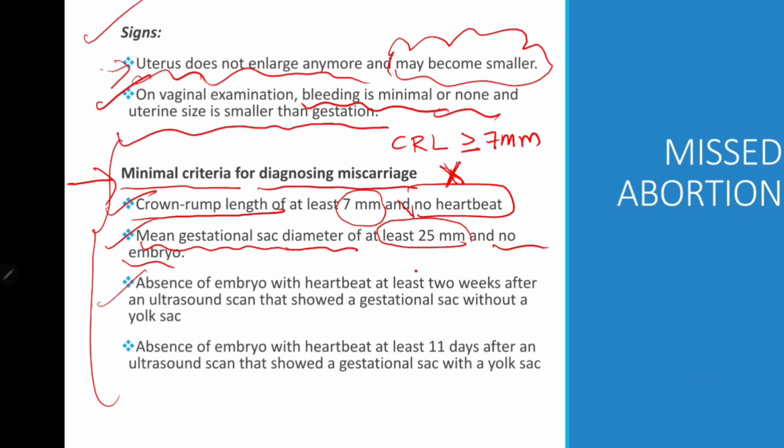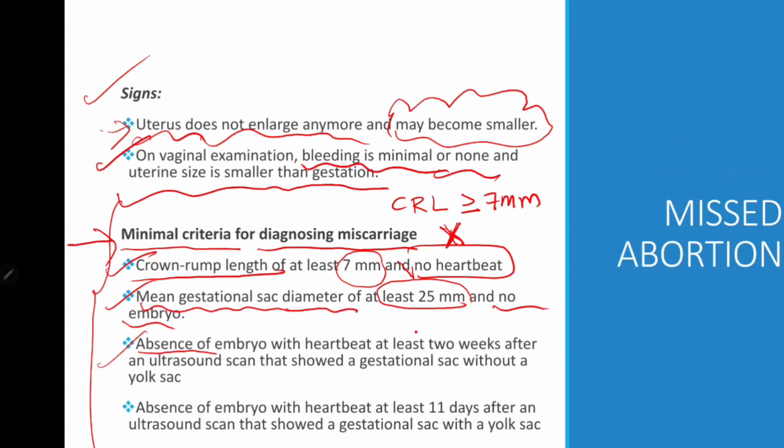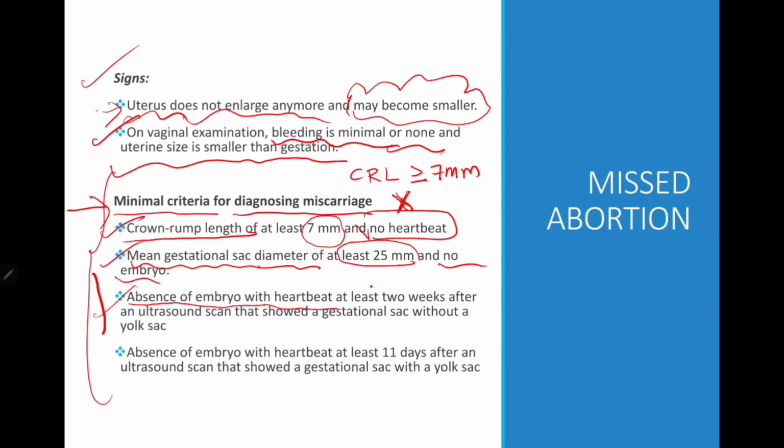Next, absence of embryo with a heartbeat at least 2 weeks after an ultrasound that showed a gestational sac without a yolk sac. You need to diagnose a miscarriage.